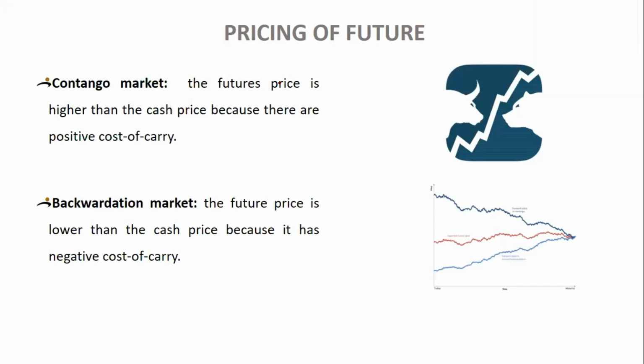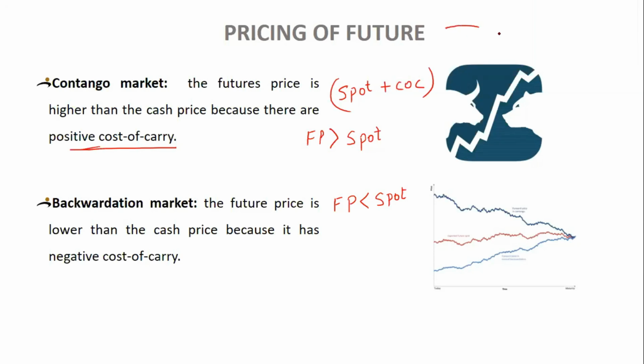Now there could be two kinds of markets. What do we mean by contango and backwardation? Either your futures price is going to be more than spot, or your futures price is going to be less than spot. If the cost of carry is positive, the futures price will be more than the spot, because future is spot plus cost of carry. So in this example, your futures price will be going like this, for example over 3 months starting today, and this is your spot price. At the end of 3 months, they will both converge. They have to be the same at the end of maturity, correct?